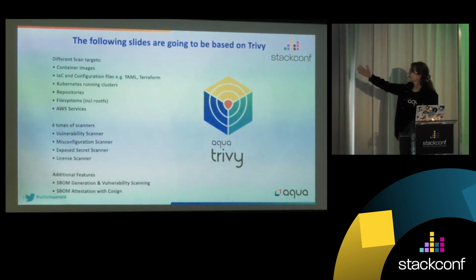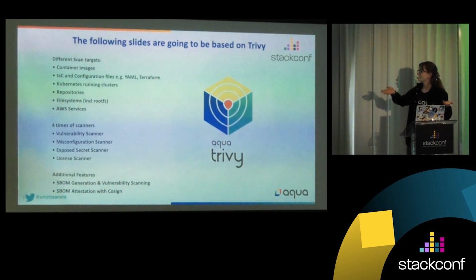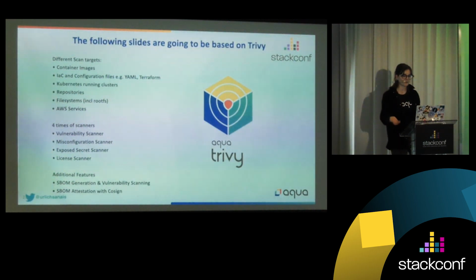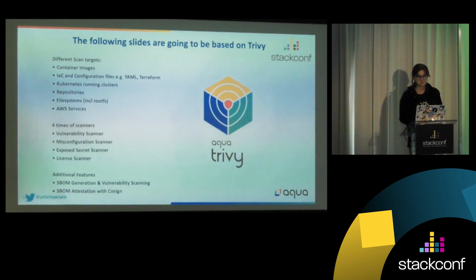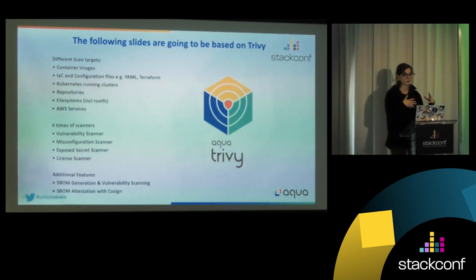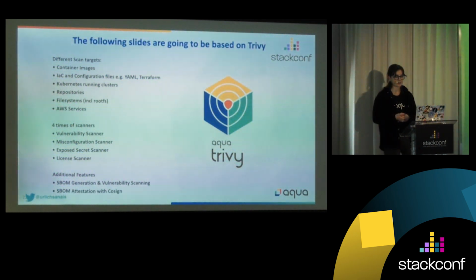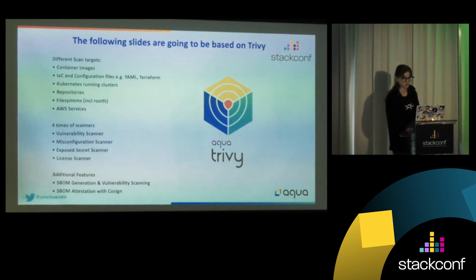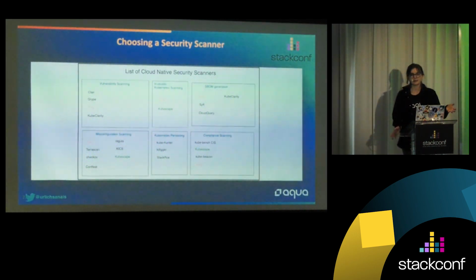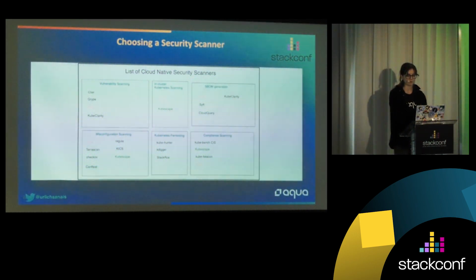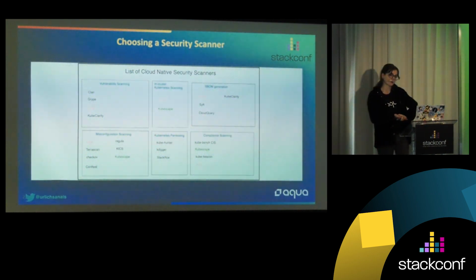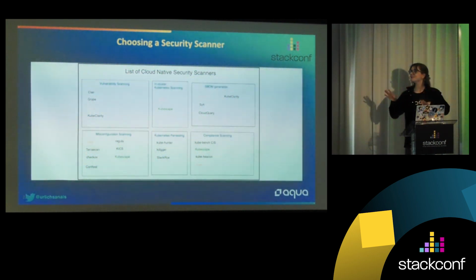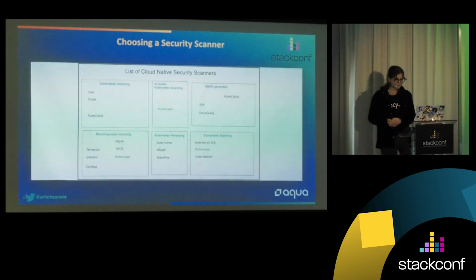But here are some of the different things that Trivy does. Trivy is divided into four different types of scanners: a vulnerability scanner, misconfiguration, exposed secret, and license scanner. So you can perform either all of the scans at once or scans independently, and you can scan these different resources. Many of the scanners that you see in this graphic work in a similar way. Some of them, again, are focused on one type of scan versus the other. For example, Kubescape is within the CNCF and also performs different types of scanning.